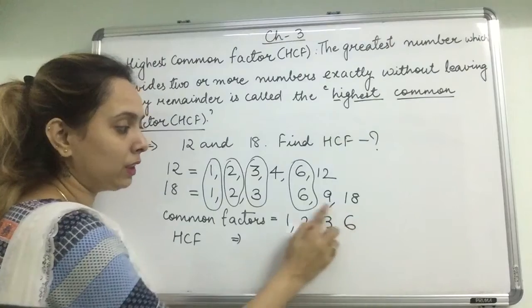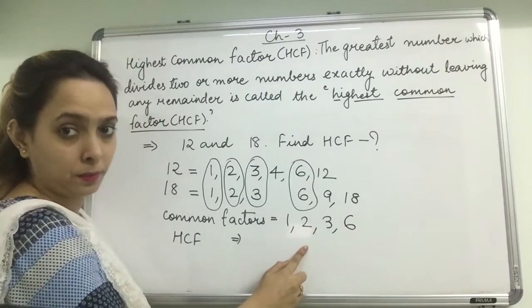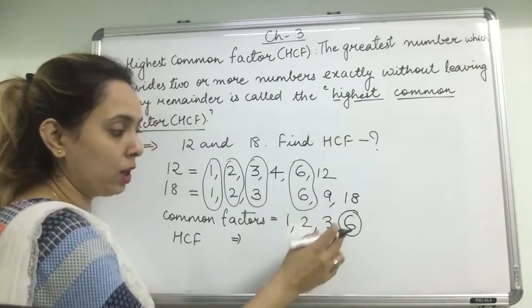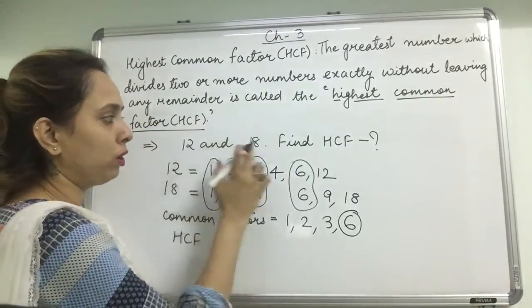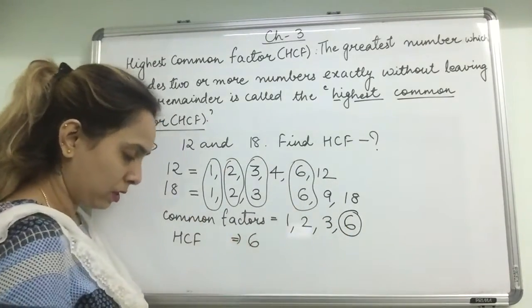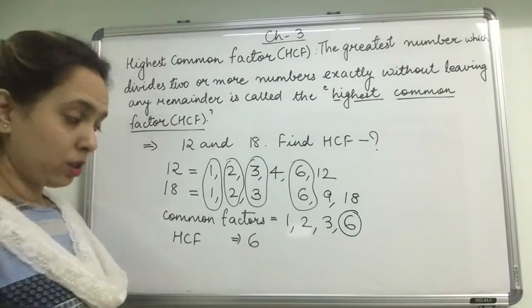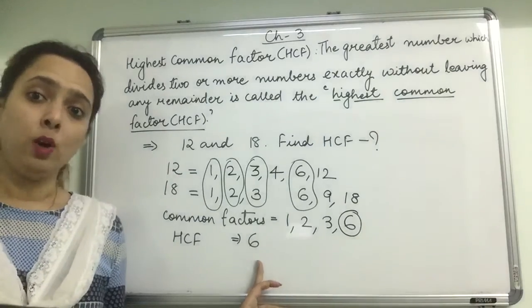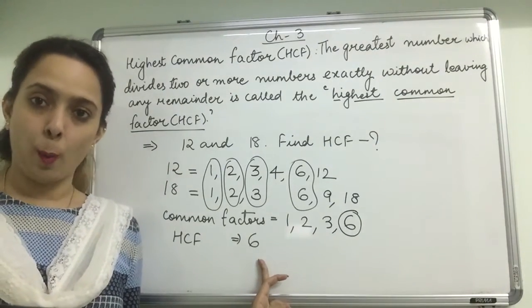So among these common factors, which is the highest number? This is the highest number. So HCF of both these numbers is 6. Now this is the highest common factor.